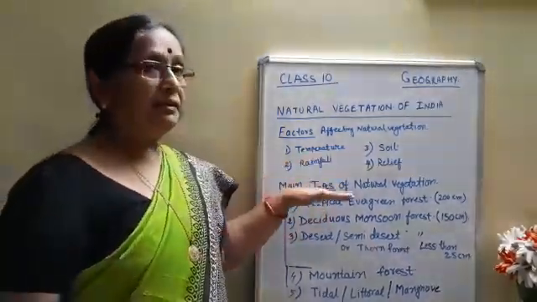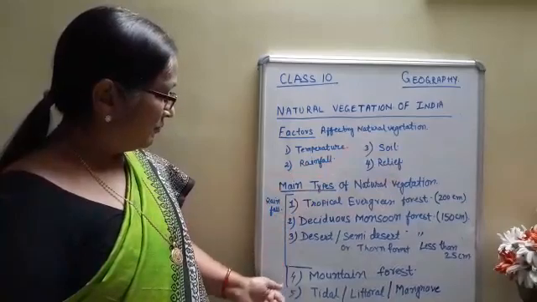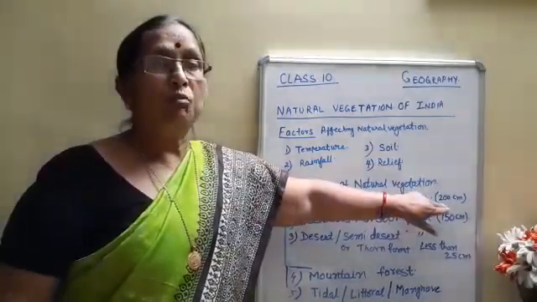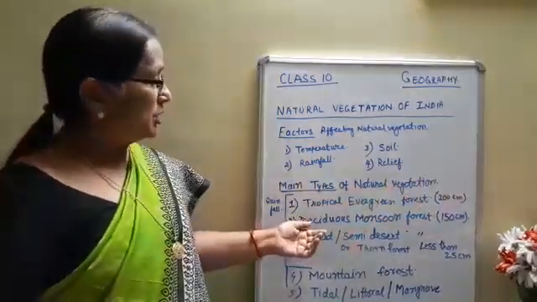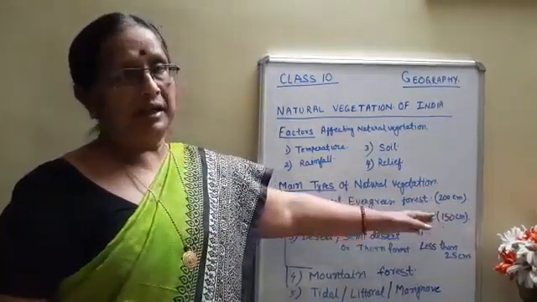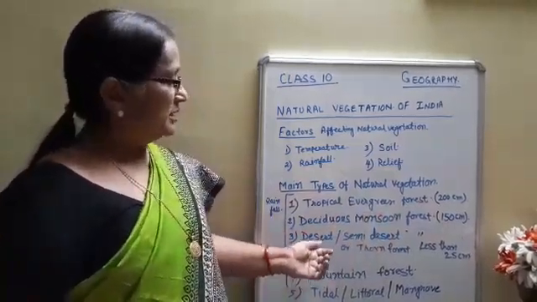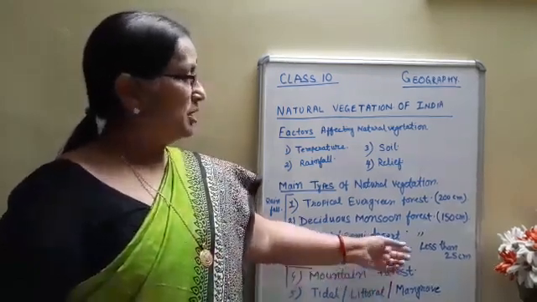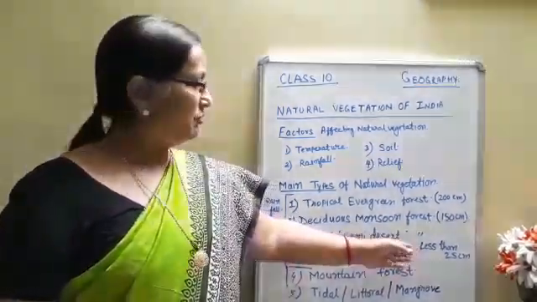Now, according to that, the main types of natural vegetation of India are five. Number one, tropical evergreen forest, where rainfall is more than 200 centimeters and temperature is quite high. Number two, deciduous monsoon forest, where rainfall is 150 centimeters or a little less than that. Those areas have deciduous monsoon forest. Number three, semi-desert or thorn and shrub forest, where the area receives less than 25 centimeters of rainfall.